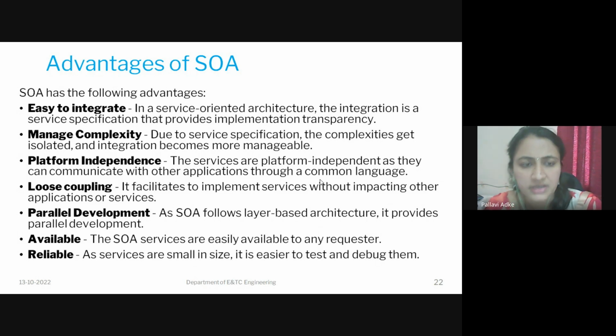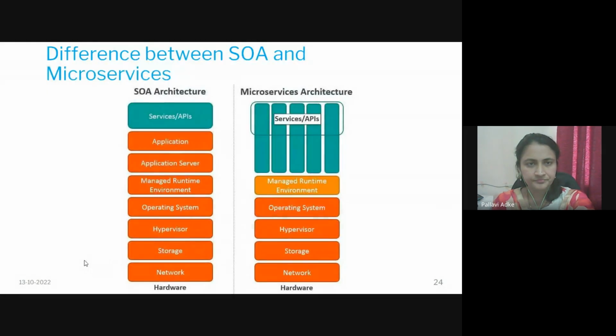Loose coupling. It facilitates implementing the services without impacting other applications or services. Parallel development. As SOA follows a layer-based architecture, it provides parallel development. It's available and reliable. These two advantages are there.